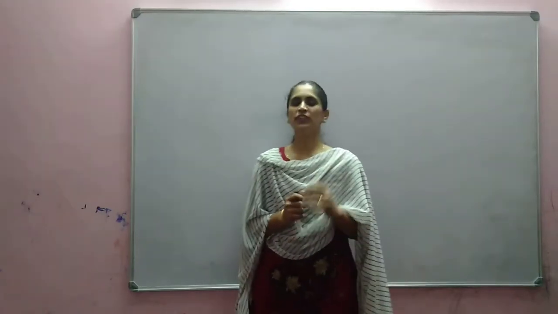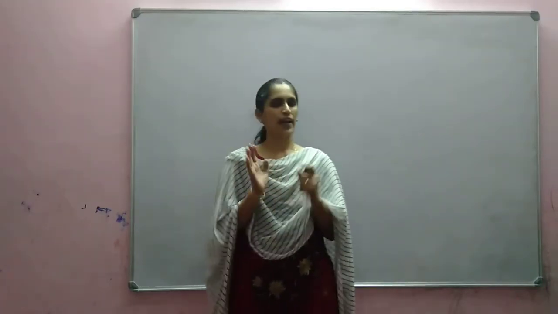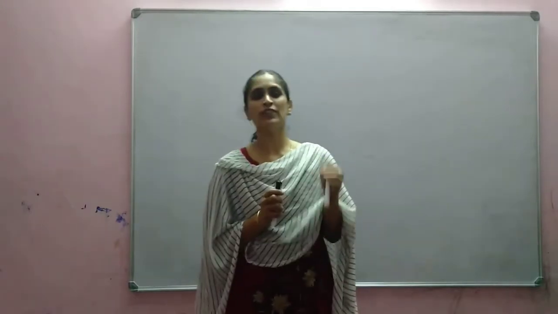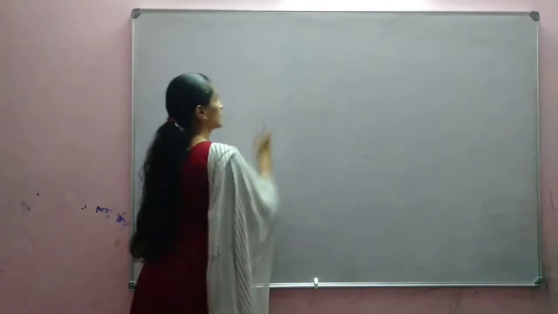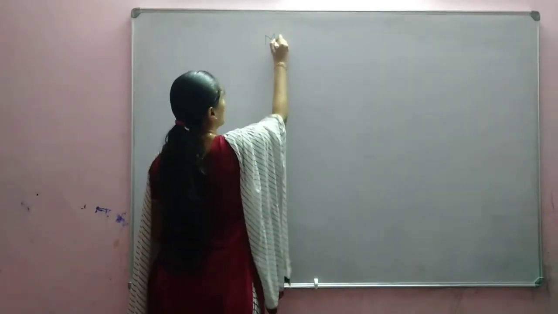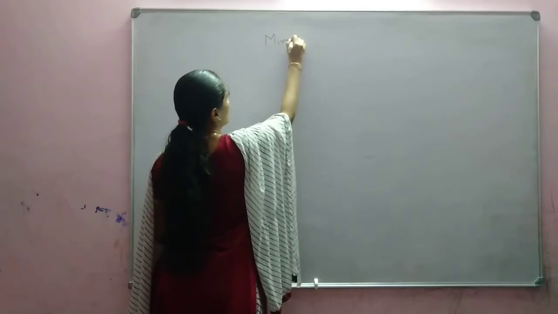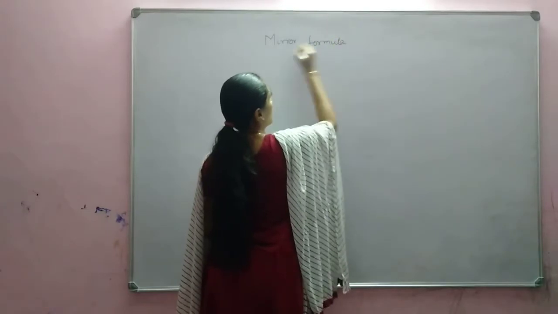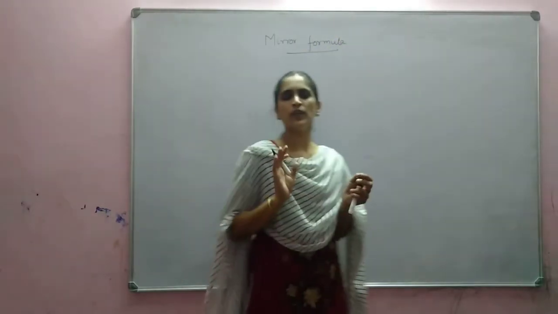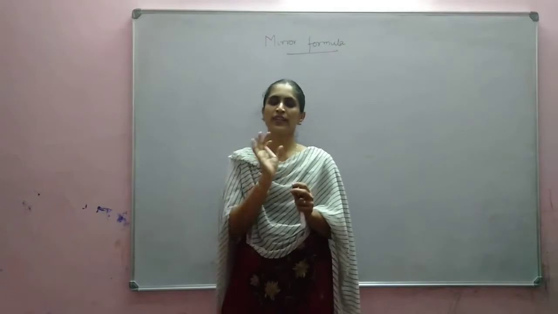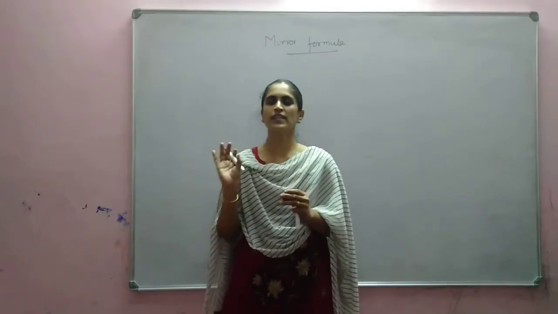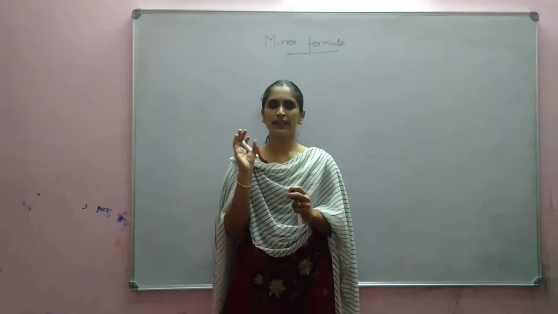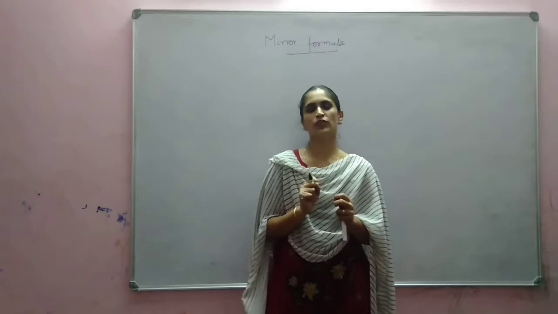Today in this video we will discuss the mirror formula and the problems related to it. First of all, we will discuss the mirror formula. It is a relation connecting object distance, image distance and focal length of a mirror, and that relation is known as the mirror formula.